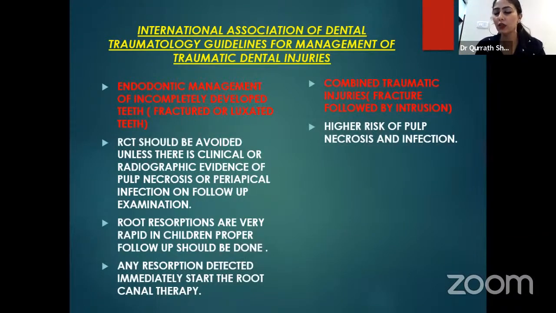If you feel that, radiographically, there is even a bit of resorption, please start off the root canal procedure in young kids. And again, this is the protocol for combined traumatic injuries, fracture followed by intrusion. There is a higher risk of necrosis and infection, so the root canal procedure needs to be carried out in such injuries in an incompletely open apex.